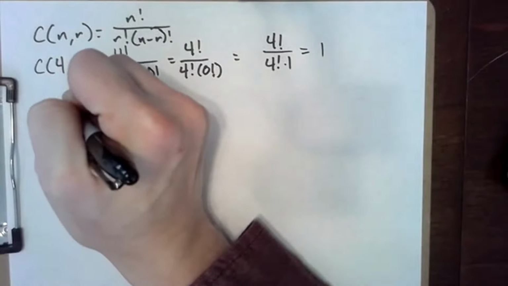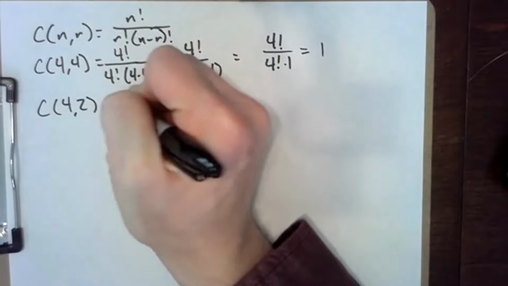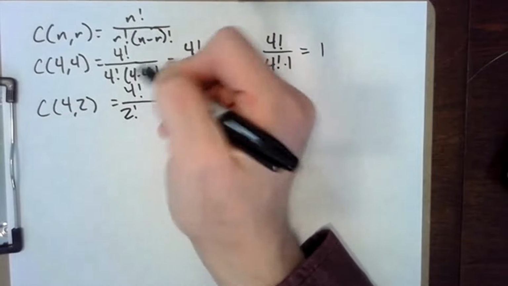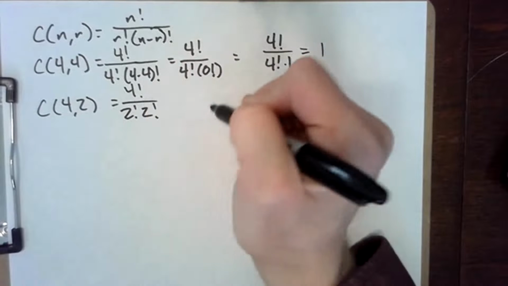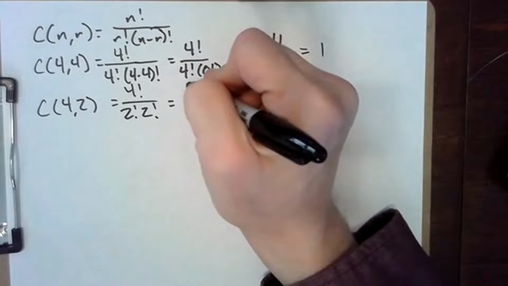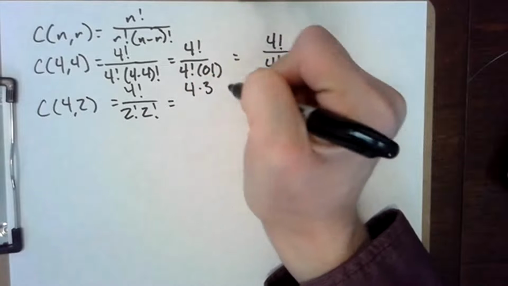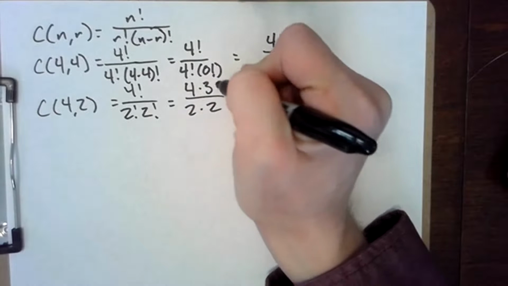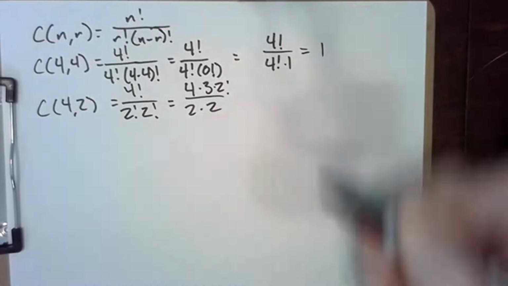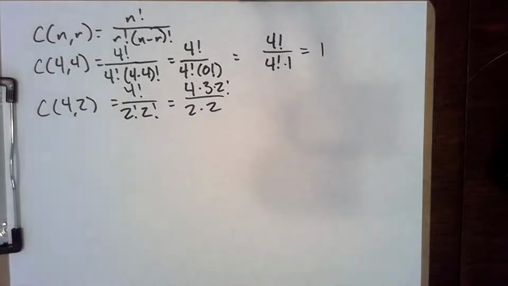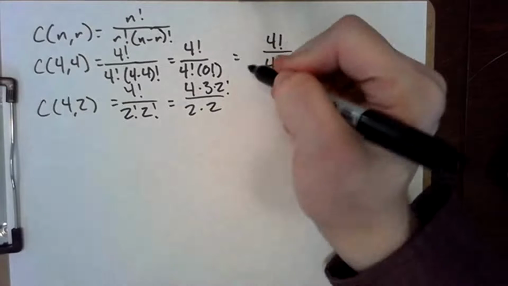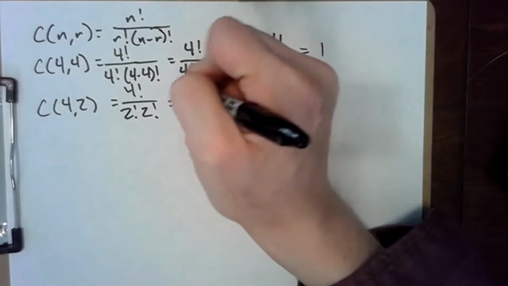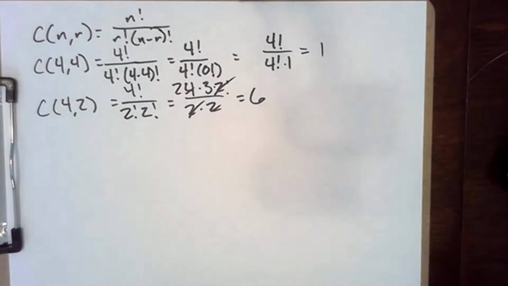On the other hand, if we want to find C(4,2), that's going to be 4 factorial over 2 factorial times (4 minus 2) factorial, which is 2 factorial again. So that's 4 times 3 over 2 times 2, times 2 factorial over 2 times 2 is 2 factorial, so that's just 2 times 2. Well, I can cancel a 2 from the 4, and that's 6.